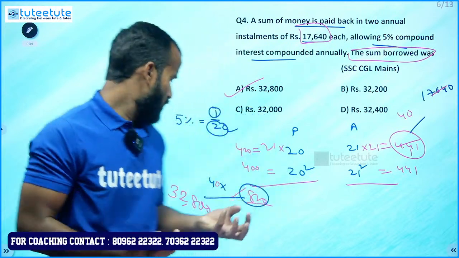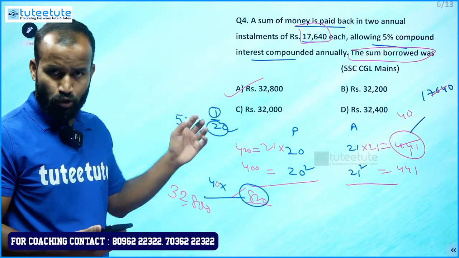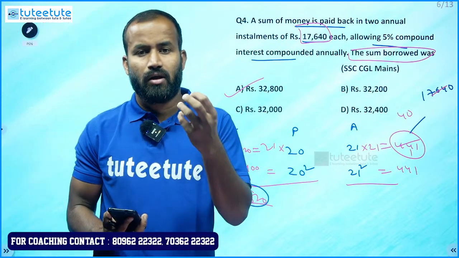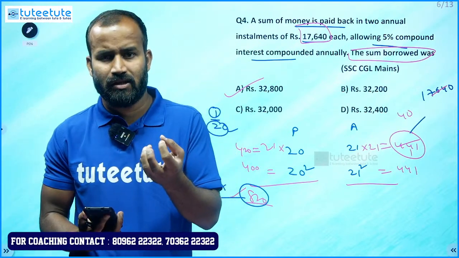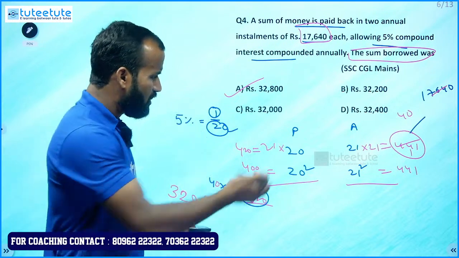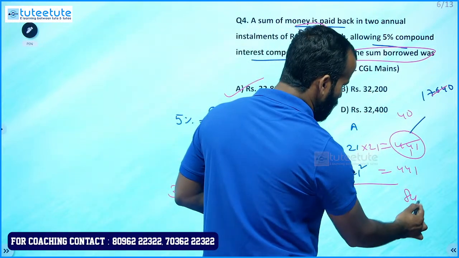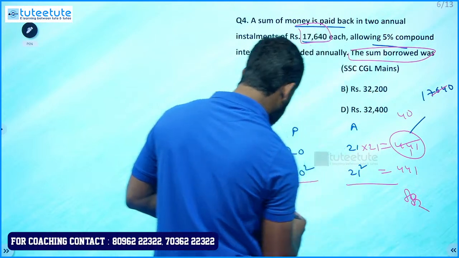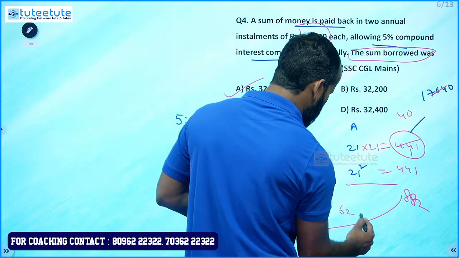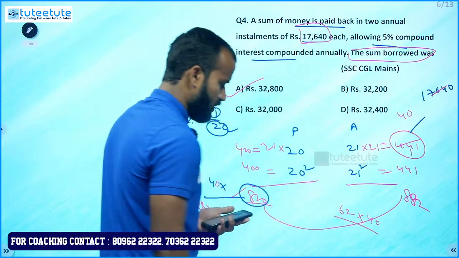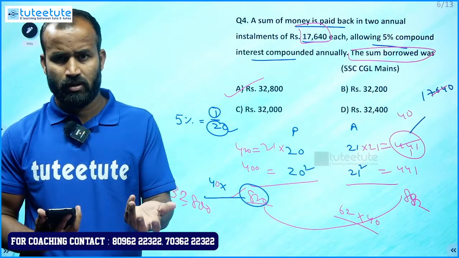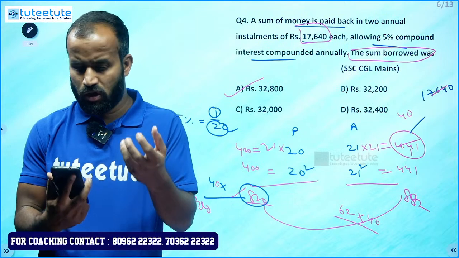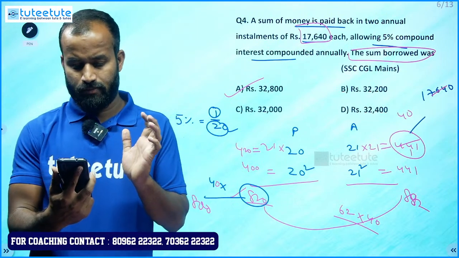So what is the principal? 32,800 is given to you, 5% compound interest. So how much interest will you get? You have to add this to 882, and the difference will be the interest. 62 parts into 40. 62 into 40 will be the interest you are going to pay after 2 years. At the end of 2 years, the total interest you paid is this much only.